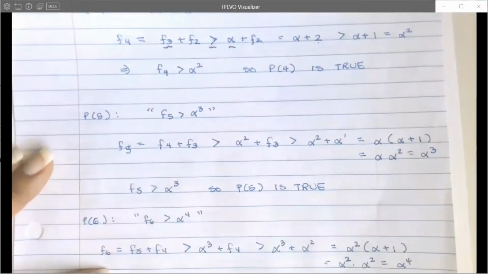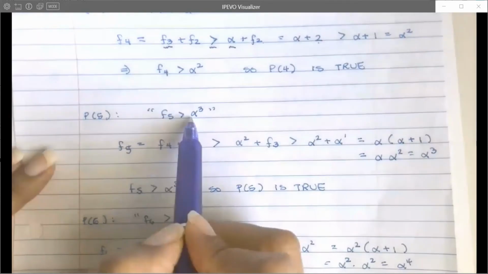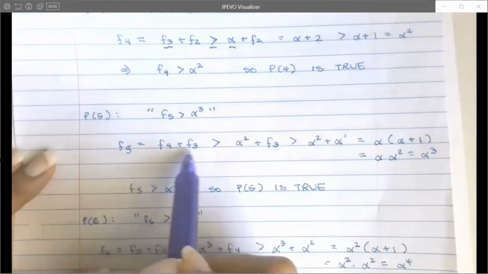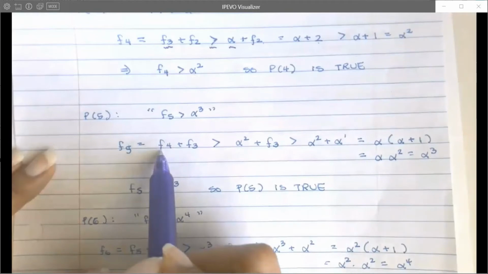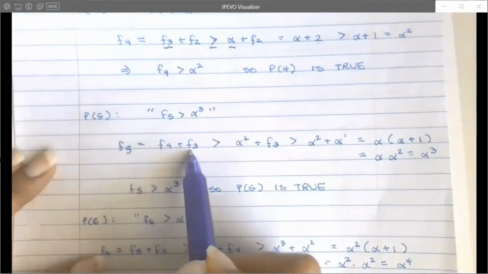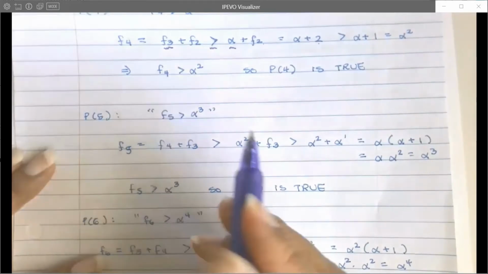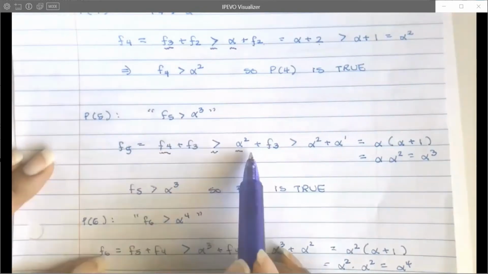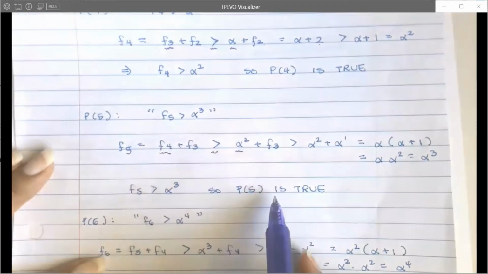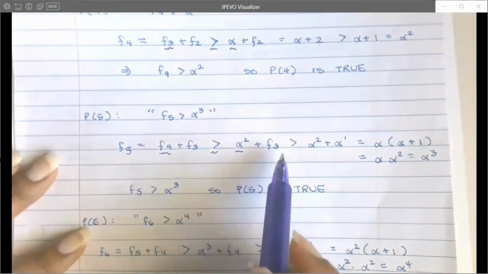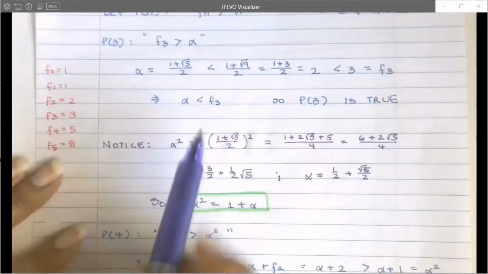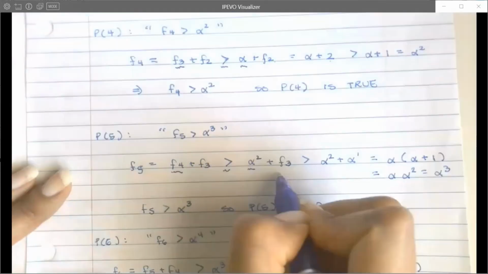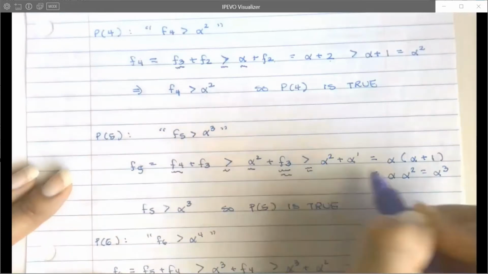P of 5 would be the statement that F5 is greater than alpha cubed. Again, we're going to take the definition of F5, which is a Fibonacci number. That's F4 plus F3. But F4 we proved is larger than alpha squared. So this sum is going to be larger than alpha squared plus F3. And F3, we said, was larger than alpha, right? F3 is larger than alpha, or alpha to the 1.